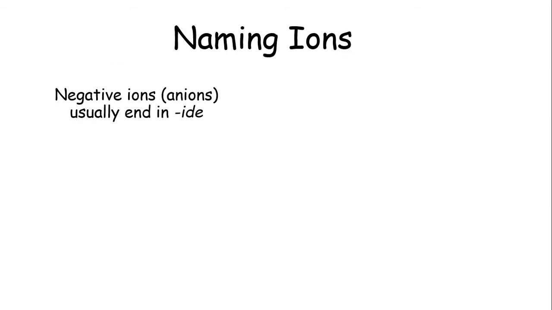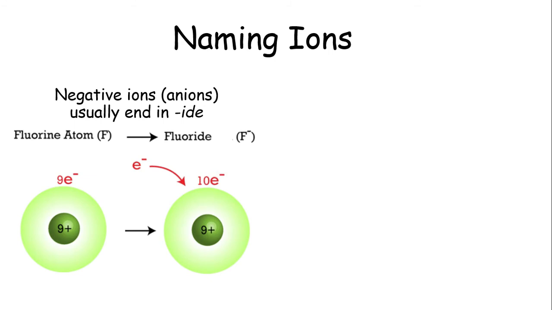So how do we name ions? Negative ions or anions usually end in "ide". For example, the fluorine atom. Fluorine has 9 electrons and 9 protons. So when it gains 1 electron, you will have 10 electrons, therefore the charge will be negative. So it will be called fluoride. Remove the "ine" and change it to "ide".